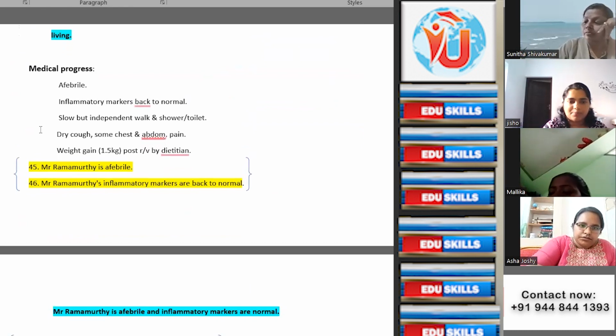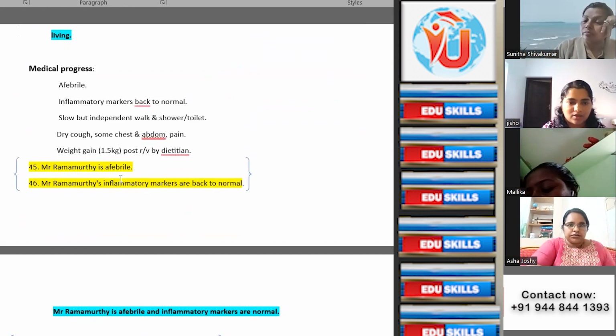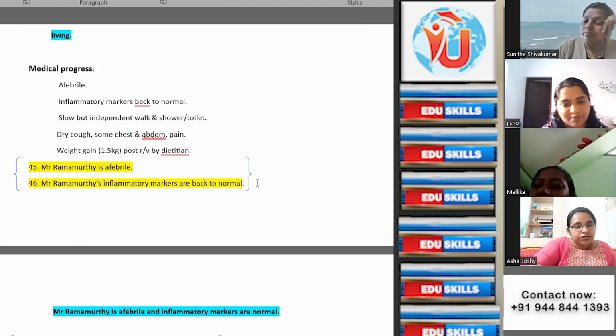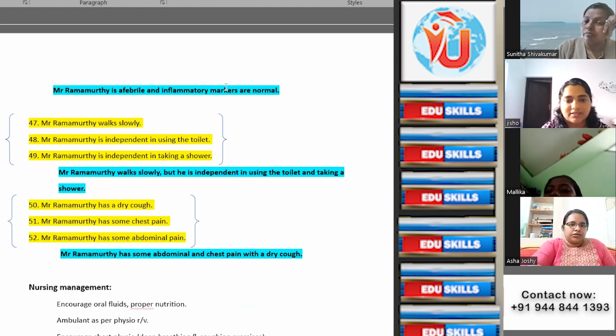Again, medical progress. Under medical progress, we have a lot of case notes, points are there. So, Mr. Ramamurthy is afebrile. Mr. Ramamurthy's inflammatory markers are back to normal. So, we can join them. Mr. Ramamurthy is afebrile and inflammatory markers are normal. Here also and is the conjunction.